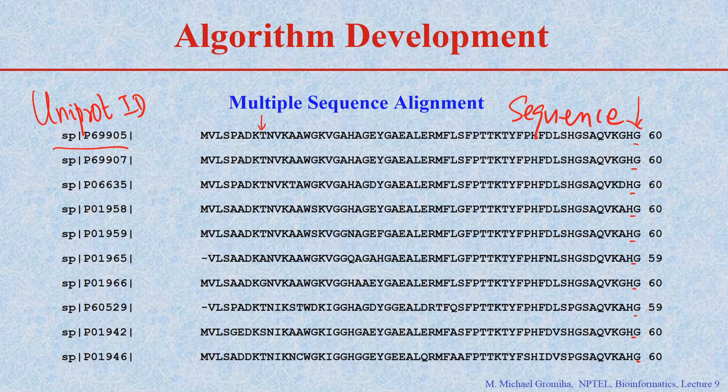Is this position variable or conserved? It is variable, and we can also see conserved. If you see this position, what are the preferences of amino acid residues at this position? T, A, G, S. But if you look into all the 10 sequences, most of them have the same residue.